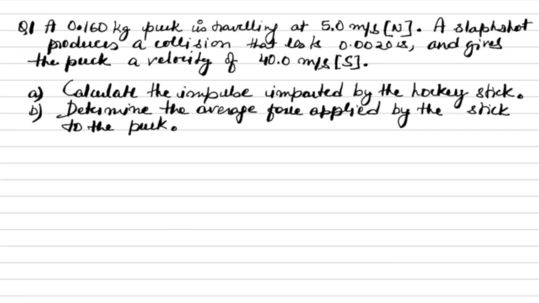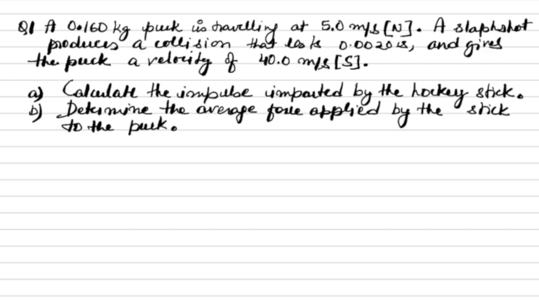So let's do the first question. Here, there is a puck of 0.160 kg traveling at a speed of 5 meter per second, northwards. The direction is also given. A slap shot produces a collision that lasts 0.002 seconds and gives the puck a velocity of 40 meter per second south. First of all, we will draw a diagram of how things are happening.